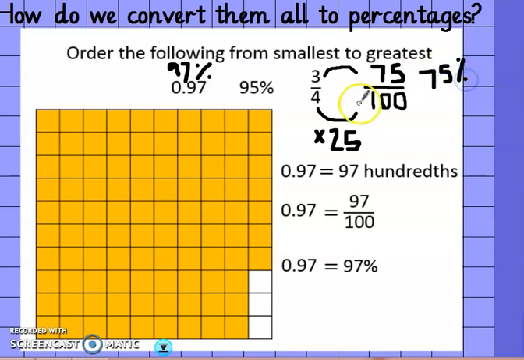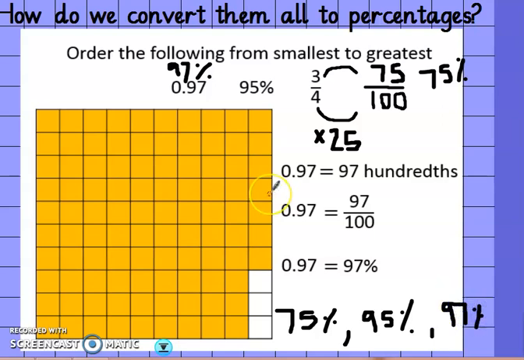Now we can order them. So we've got 97%, 95%, and 75%. The smallest one is 75%. The next one after that is obviously 95%, and then the last one would be 97%. So it'll be your job to convert them so that you can put them in order.